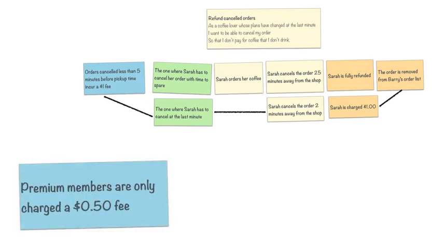Feature mapping really encourages us to look at different variations of the flow, different variations of the scenarios, and even different variations of the rules. Sometimes the rule itself is just a specific case of a more general business rule. For example, in this case, our rule is orders cancelled less than 5 minutes away incur a $1 pickup fee. We could challenge this rule and say, well, can you give me an example of a time when we don't charge this fee? And this might make us think, oh yes, premium customers are only charged 50 cents.